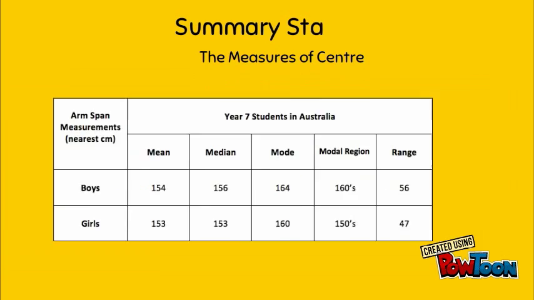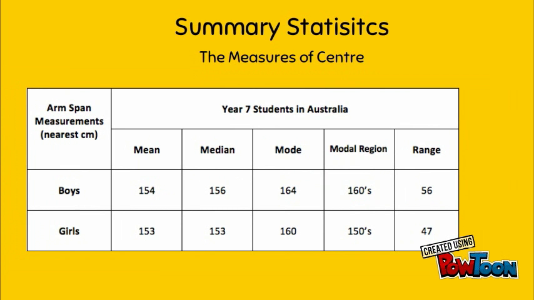The measures of centre are presented here in the summary statistics table, and the table shows that the boys group has a greater mean than the girls. The median is also greater for the boys' data at 156 centimetres compared to the girls at 153. The boys' range is also greater than the girls by 9 centimetres.